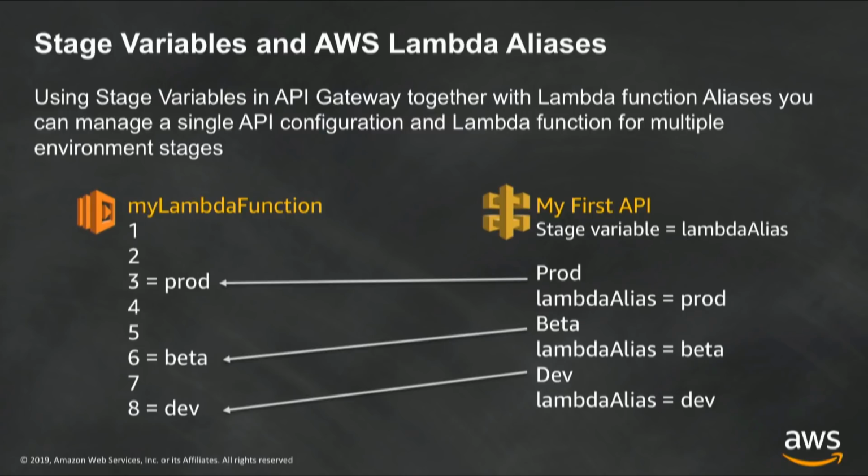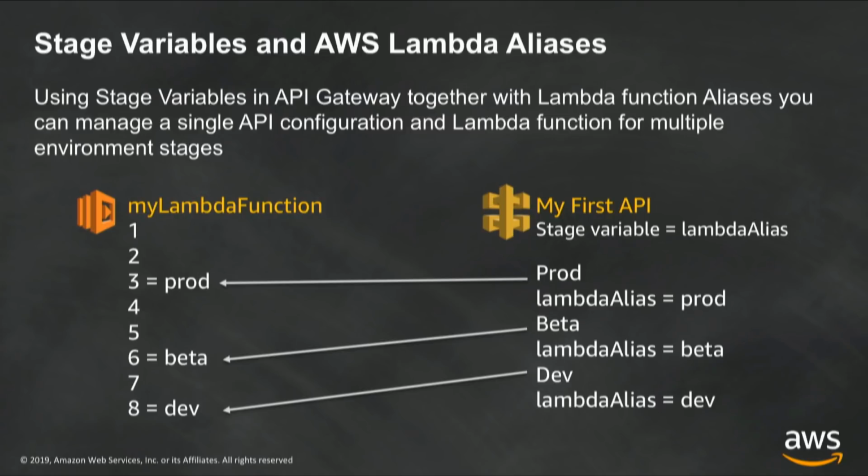So I see version 3 is aliased currently to prod. Version 6 is aliased to beta. Version 8 is aliased to dev. Now, what I can do on the API Gateway side is using stage variables, say, based on the stage variable, align to the alias of the Lambda function.